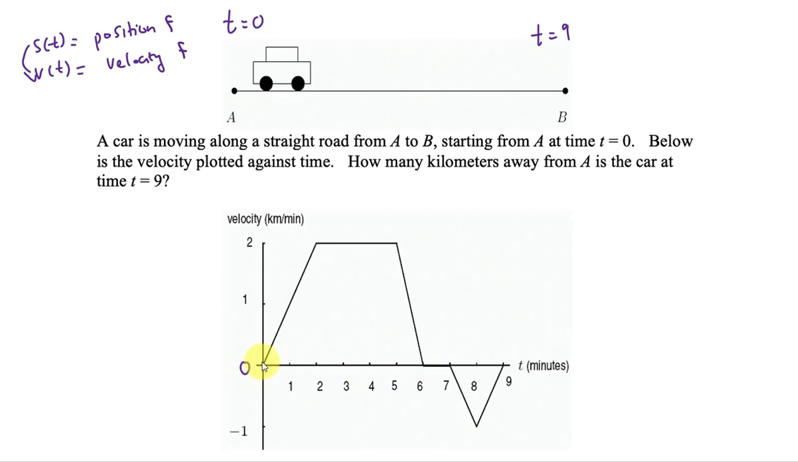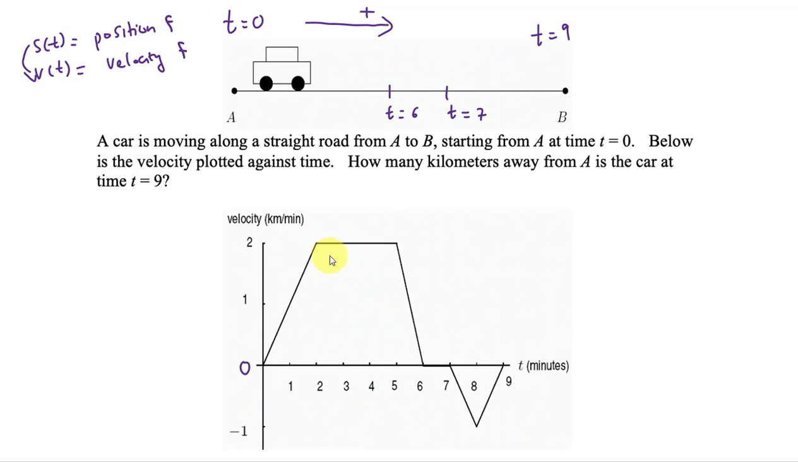We see that from 0 up to t equals 6, the velocity is above the x-axis. So this is the positive velocity. That means the car is moving to the right. Positive velocity means it's moving to the right from point A. And then by the time it reaches t equals 6, the car just stops at this point. From t equals 6 to 7, the velocity is 0. That means the car is not moving between t equals 6 and 7.